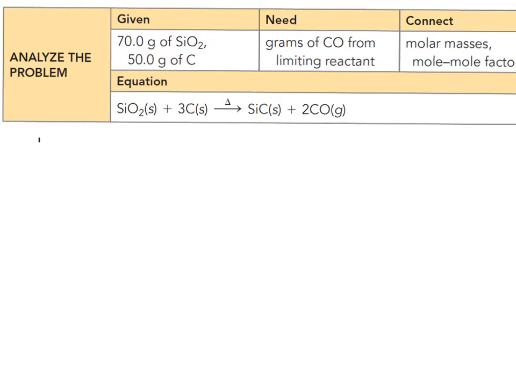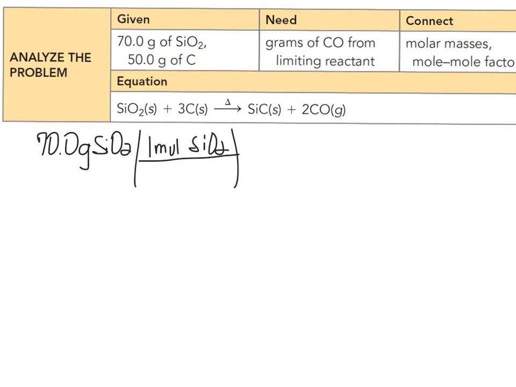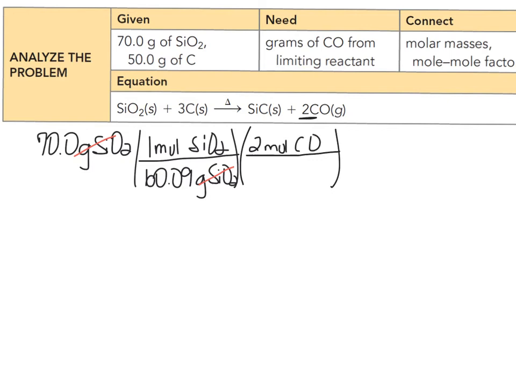I'm going to start with the 70 grams of SiO2. And I'm going to do the molar mass of SiO2. That's 1 silicon and 2 oxygens. So 1 mole of SiO2 is 60.09 grams. Then the grams of silicon dioxide cancel, leaving me with moles. I'm trying to get to grams of carbon monoxide, so I'm going to use my mole-to-mole ratio. I'm going to put carbon monoxide, that's my unknown, on top. Because it has a 2 coefficient, we're going to put 2 moles carbon monoxide and 1 mole for the 1 coefficient for SiO2.